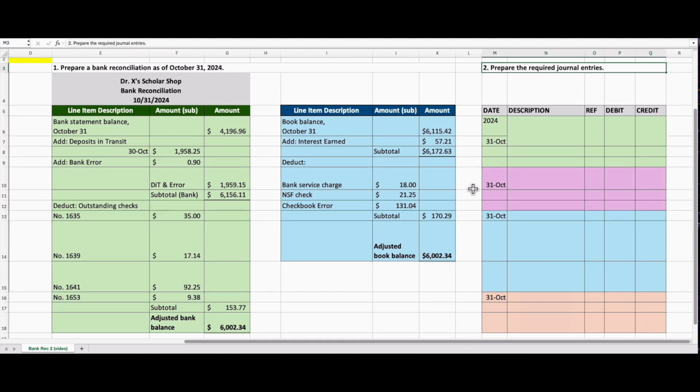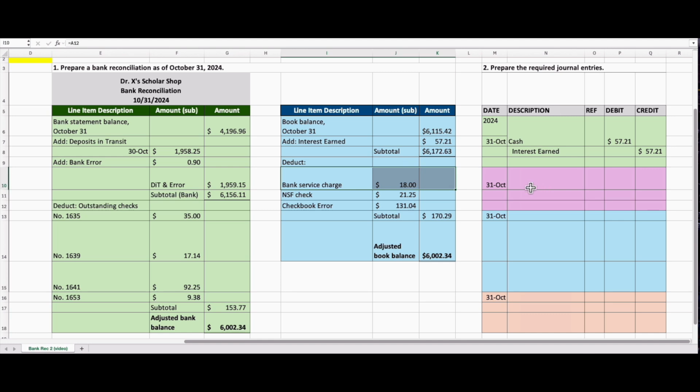That leaves us with preparing the required journal entries for the reconciliation. Remember, the only journal entries you have to prepare are those that relate to the book balance. The first one we need to enter is interest earned. The bank is giving us cash for interest earned, and we credit interest earned in the same amount.